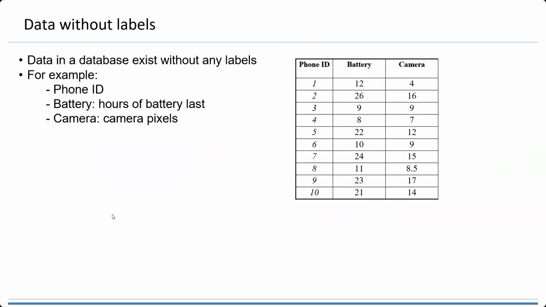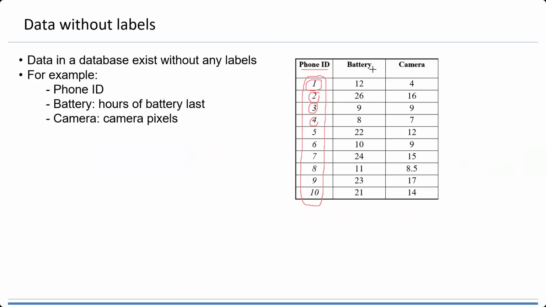For example, I have data, and this data is without labels. So this data is without class. Data in the database exists without any labels. So can you guess what is this data? We have phone ID. Okay, this is ID1, ID2, ID3, ID4. Okay, maybe we have 10 phones, smartphones.